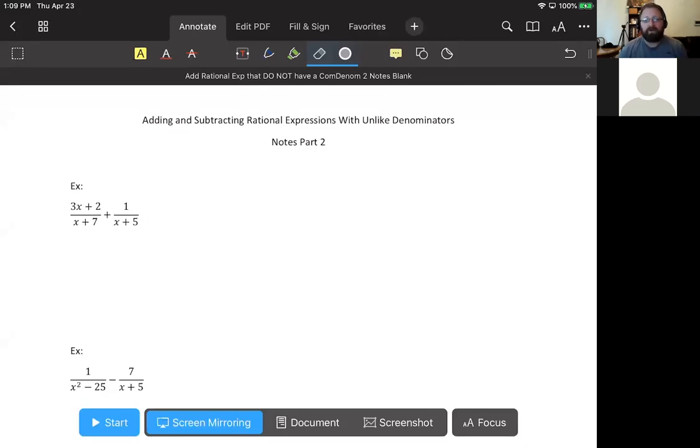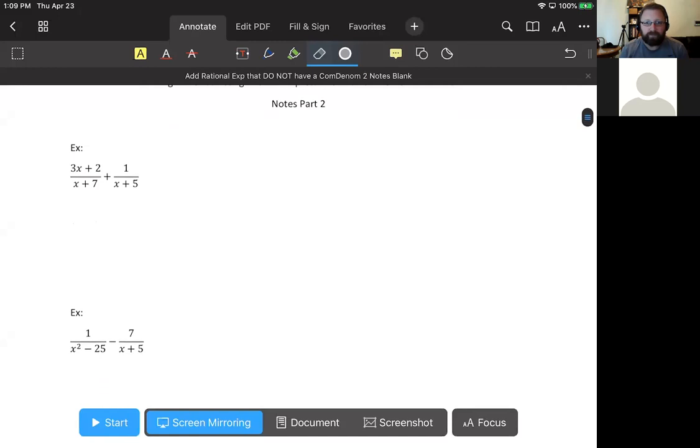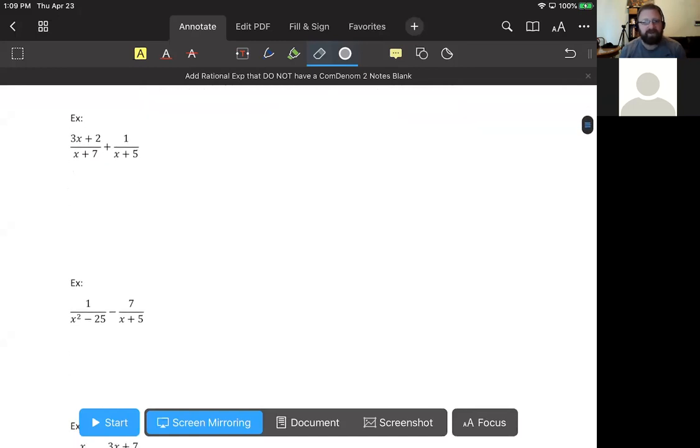So again, today we are talking about adding and subtracting rational expressions that have unlike denominators. But today, unlike Tuesday, when we discussed unlike denominators whose denominators were monomials, we're going to talk about what to do when the denominators are binomials or even trinomials. So we're going to do more examples here. The process is still going to be the same.